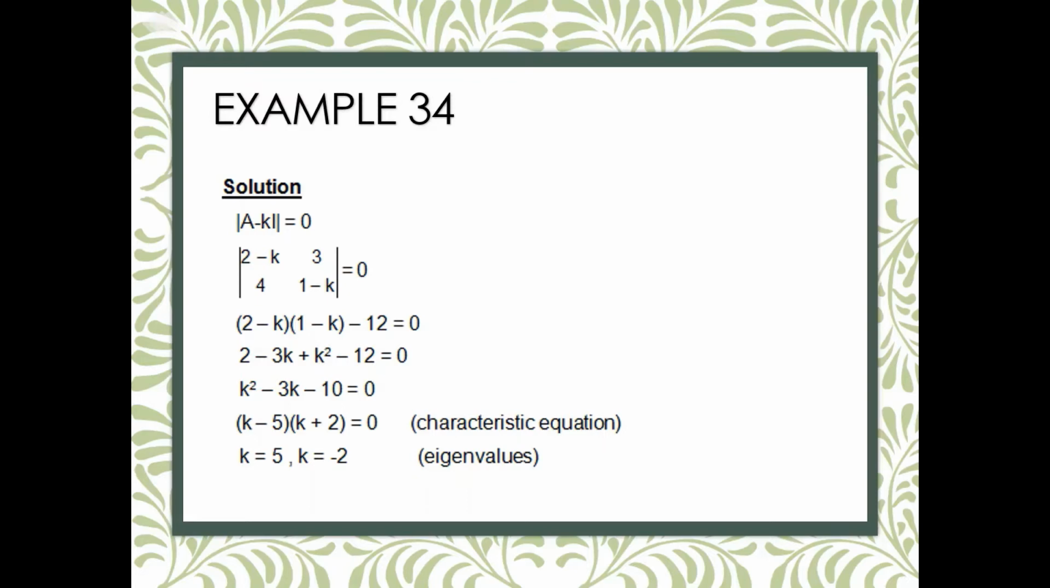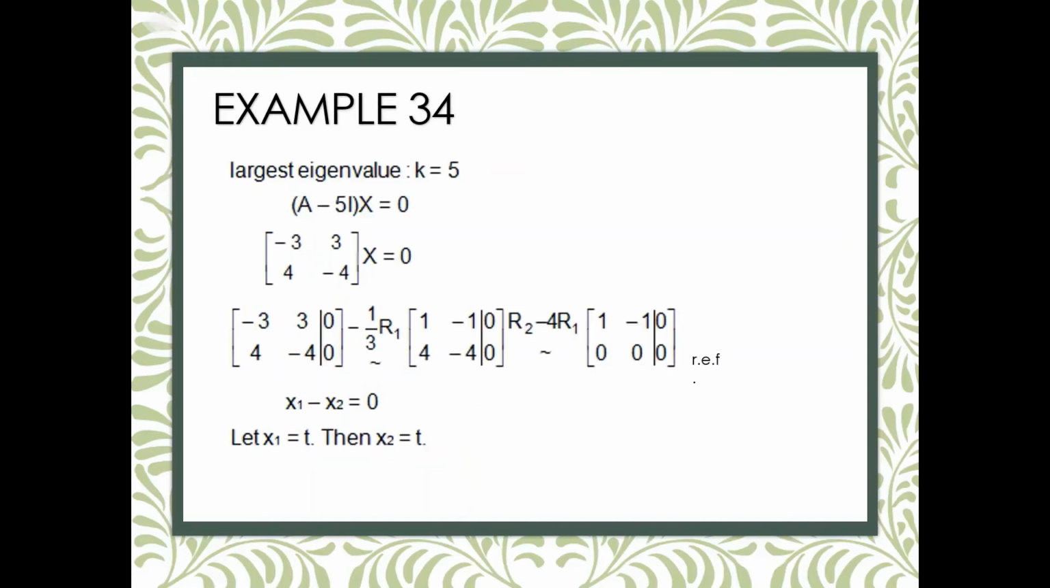A - kI refers to matrix A with all the elements in the main diagonal minus k. To solve a determinant of order 2, cross-multiply the elements and subtract. You will obtain a quadratic equation which is known as the characteristic equation. Solving this equation, you will get two eigenvalues which are k = 5 and k = -2. Here, the largest eigenvalue is k = 5.